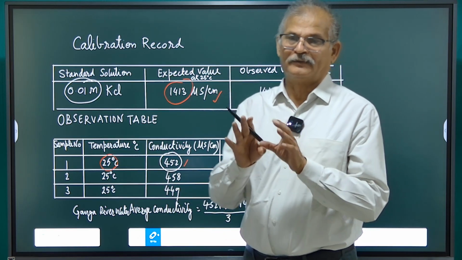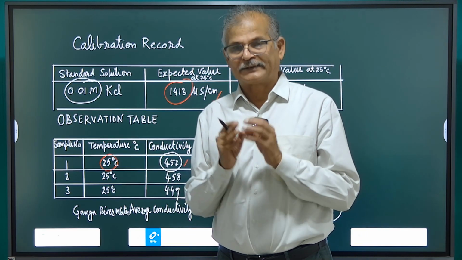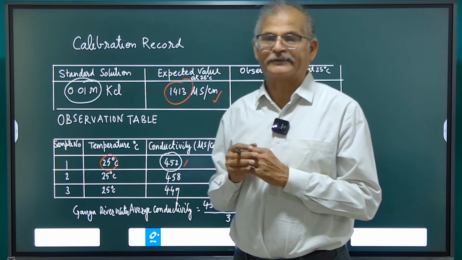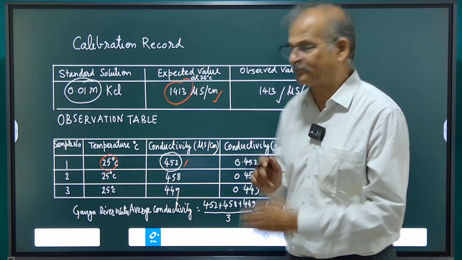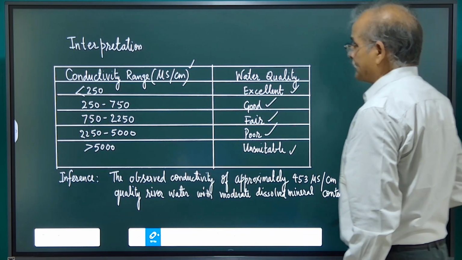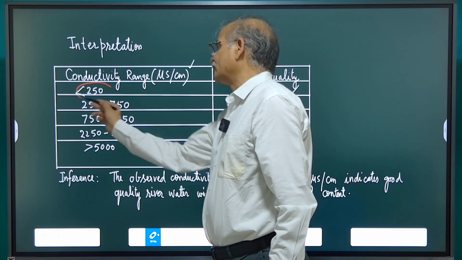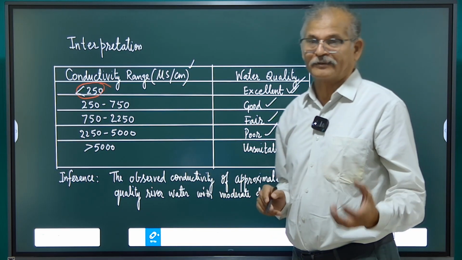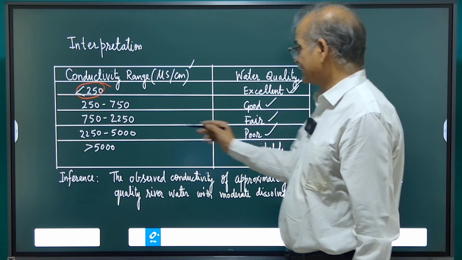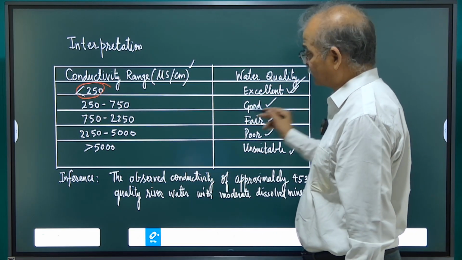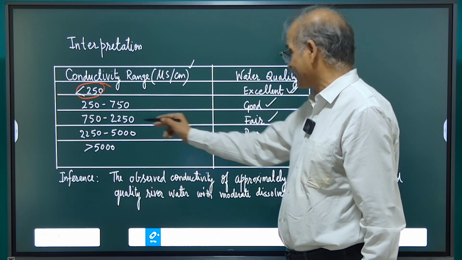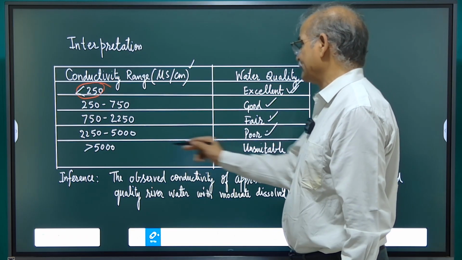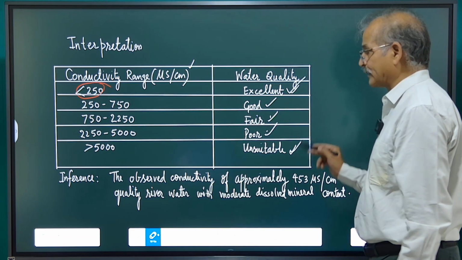Now we should compare with the standard, the standard electrical conductivity, to categorize our water sample, whether it is excellent, good, fair, or in poor condition. If the electrical conductivity measured is less than 250, the water sample obtained from the field source is excellent. Then 250 to 750, it is in good condition. 750 to 2250, it is in fair condition. 2250 to 5000 is poor, and greater than 5000 is unsuitable.